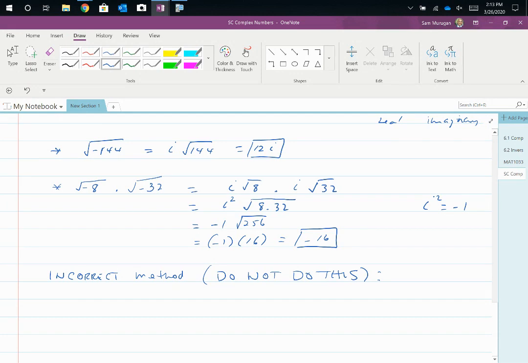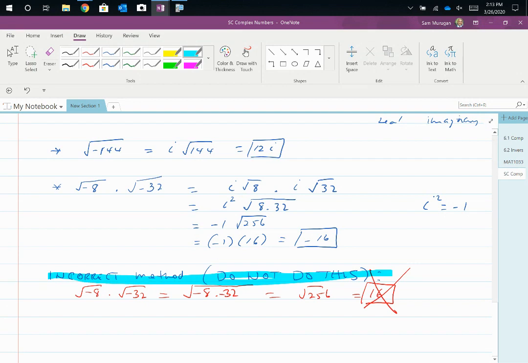This is what would be considered as very incorrect. Square root of -8 times -32, and if you did it where we multiplied before we took out the i, we would get -8 times -32, which is positive 256, which is positive 16, which would be an incorrect answer. Okay, because this method is incorrect when working with complex numbers.